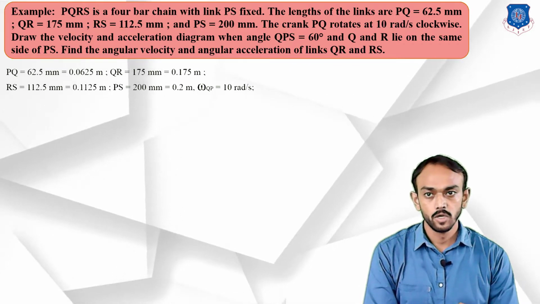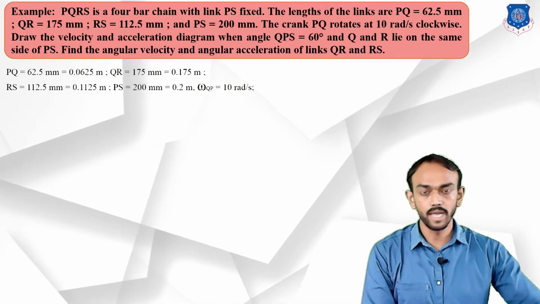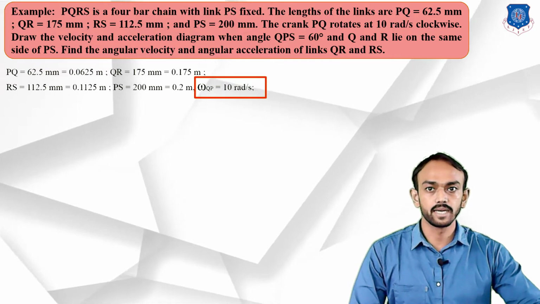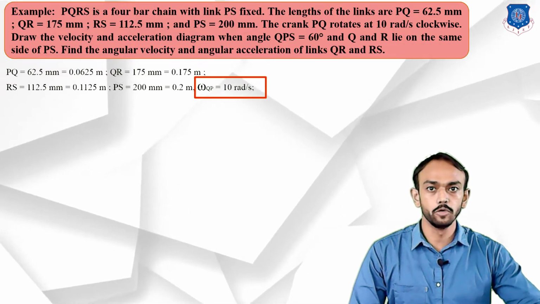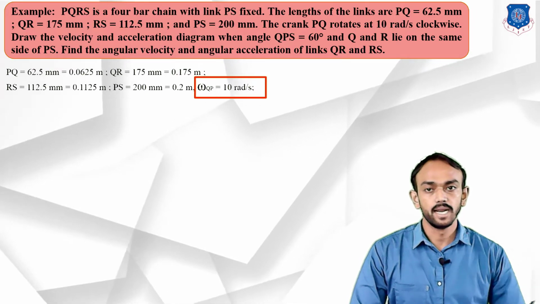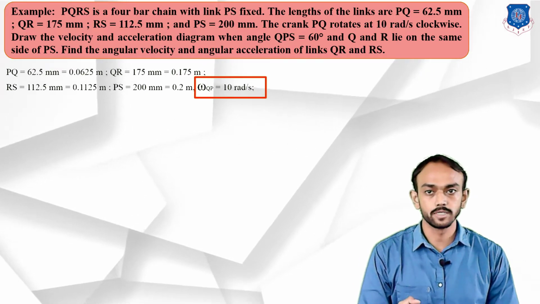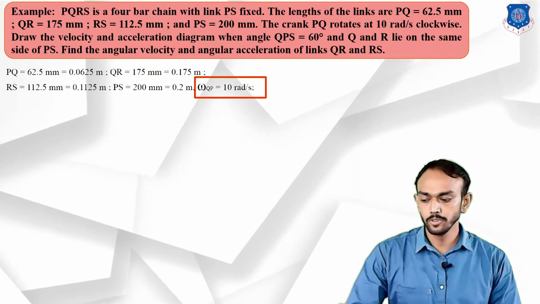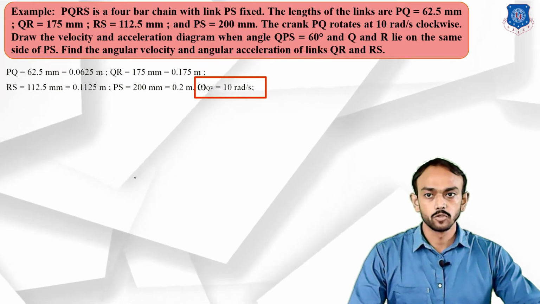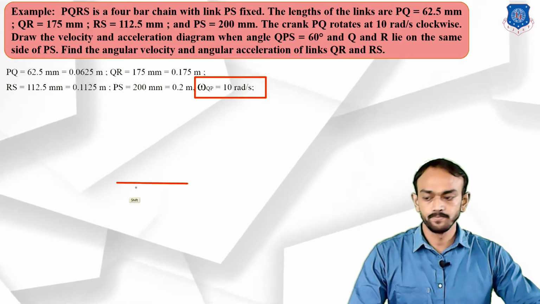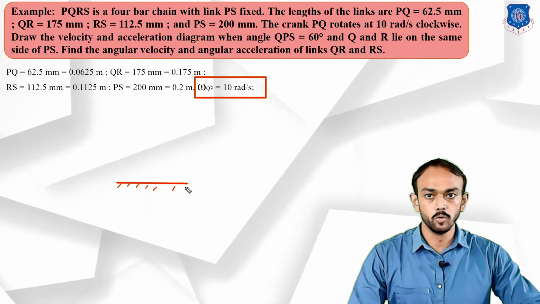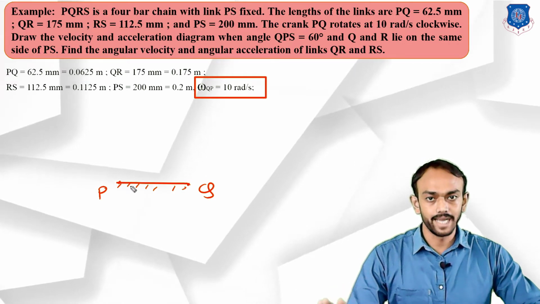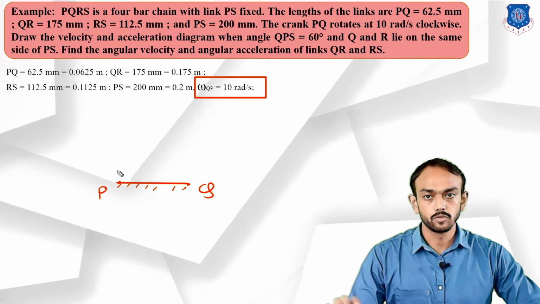Now the angular velocity omega QP is given. You can see the crank PQ is rotating at 10 radian per second in a clockwise direction. So omega QP will become 10 radian per second. Now, as you know, the link PS is fixed. I am drawing this diagram without any scale so you can understand very well.